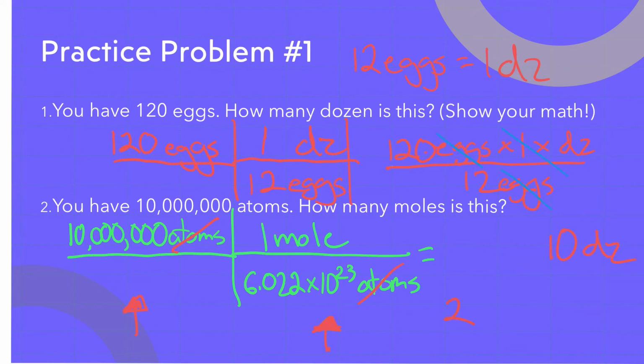So I get 2 times 10 to the negative 17th moles.